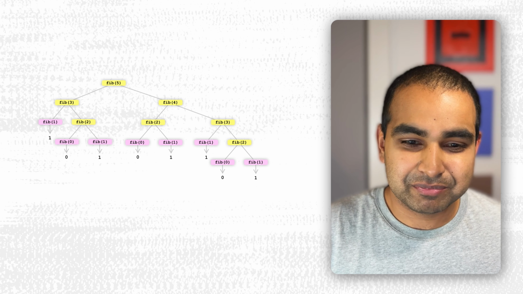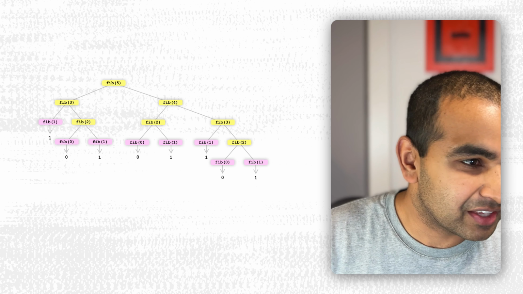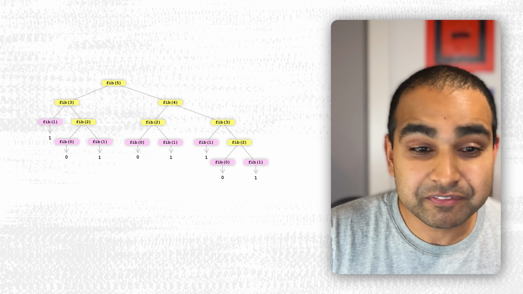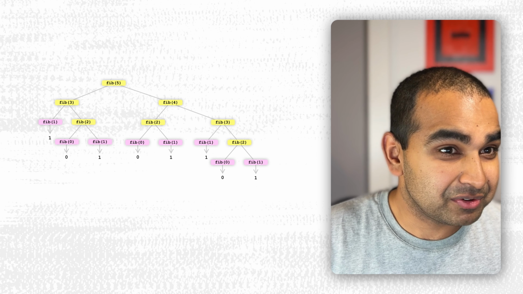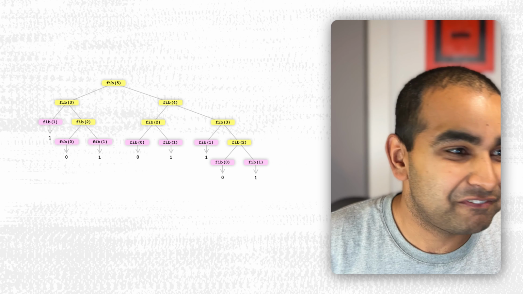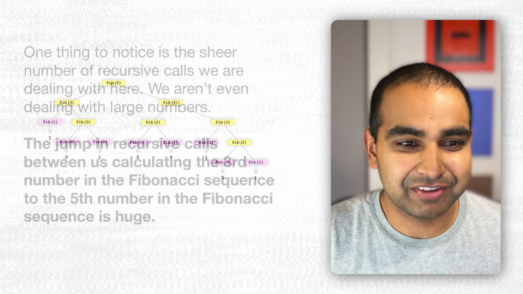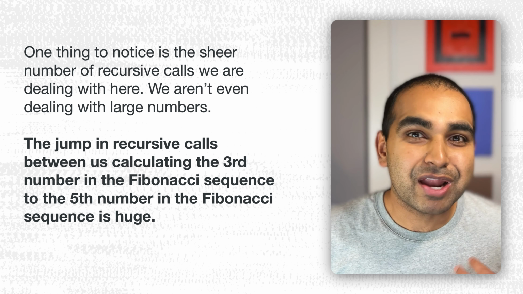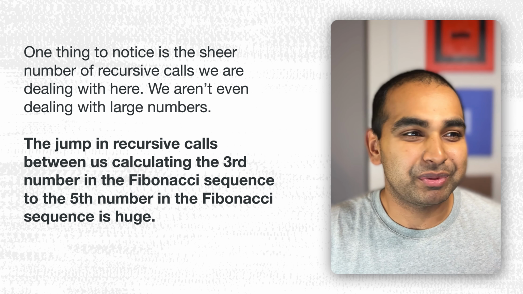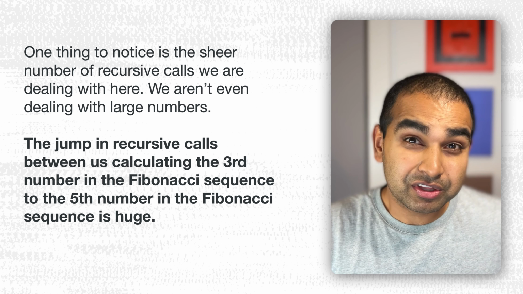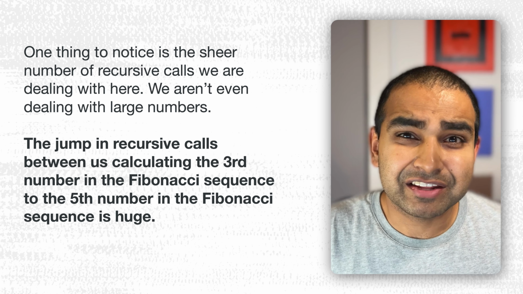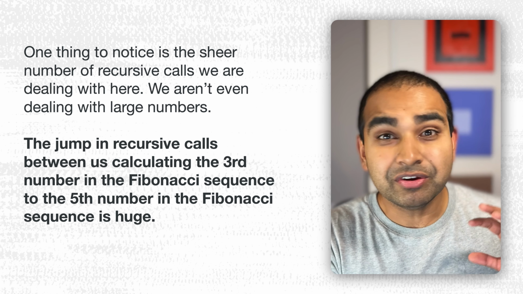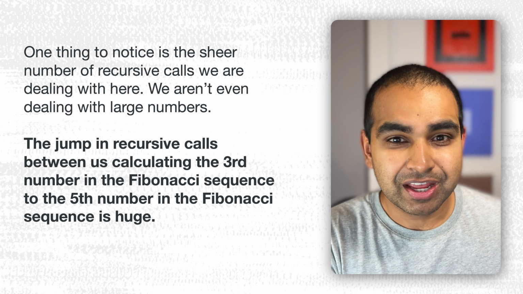And here you can see for Fibonacci 5, you have 1, 0, 1, 0, 1, 1, 0, 1, which adds up to 5. So it turns out the fifth Fibonacci number is 5, which is, I think, the correct value as well. So one thing to notice, though, is the sheer number of recursive calls we're dealing with here. We aren't even dealing with large numbers. What we saw in the previous slide was just calculating the fifth Fibonacci number, and the jump in recursive calls between the third number in the Fibonacci sequence and the fifth number is huge.